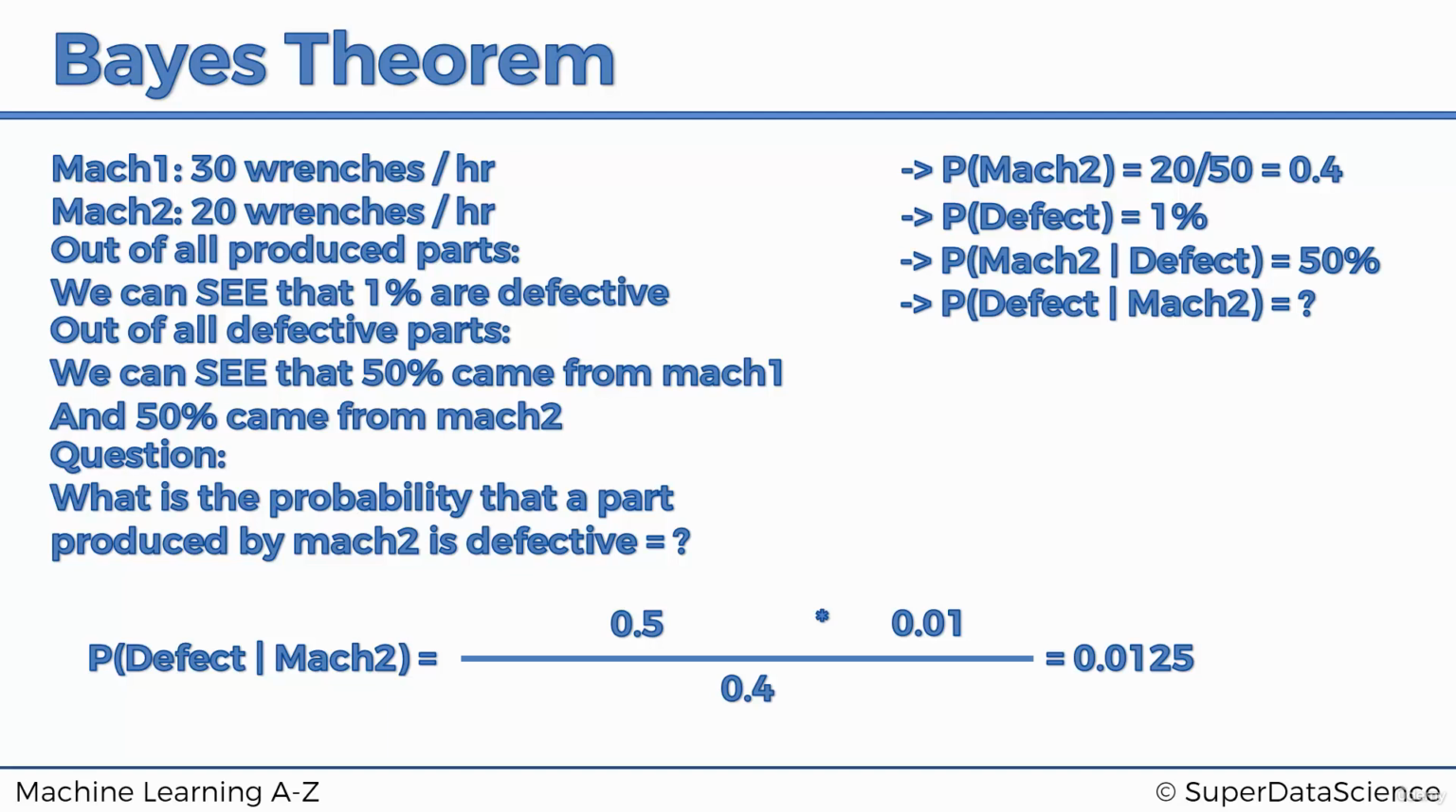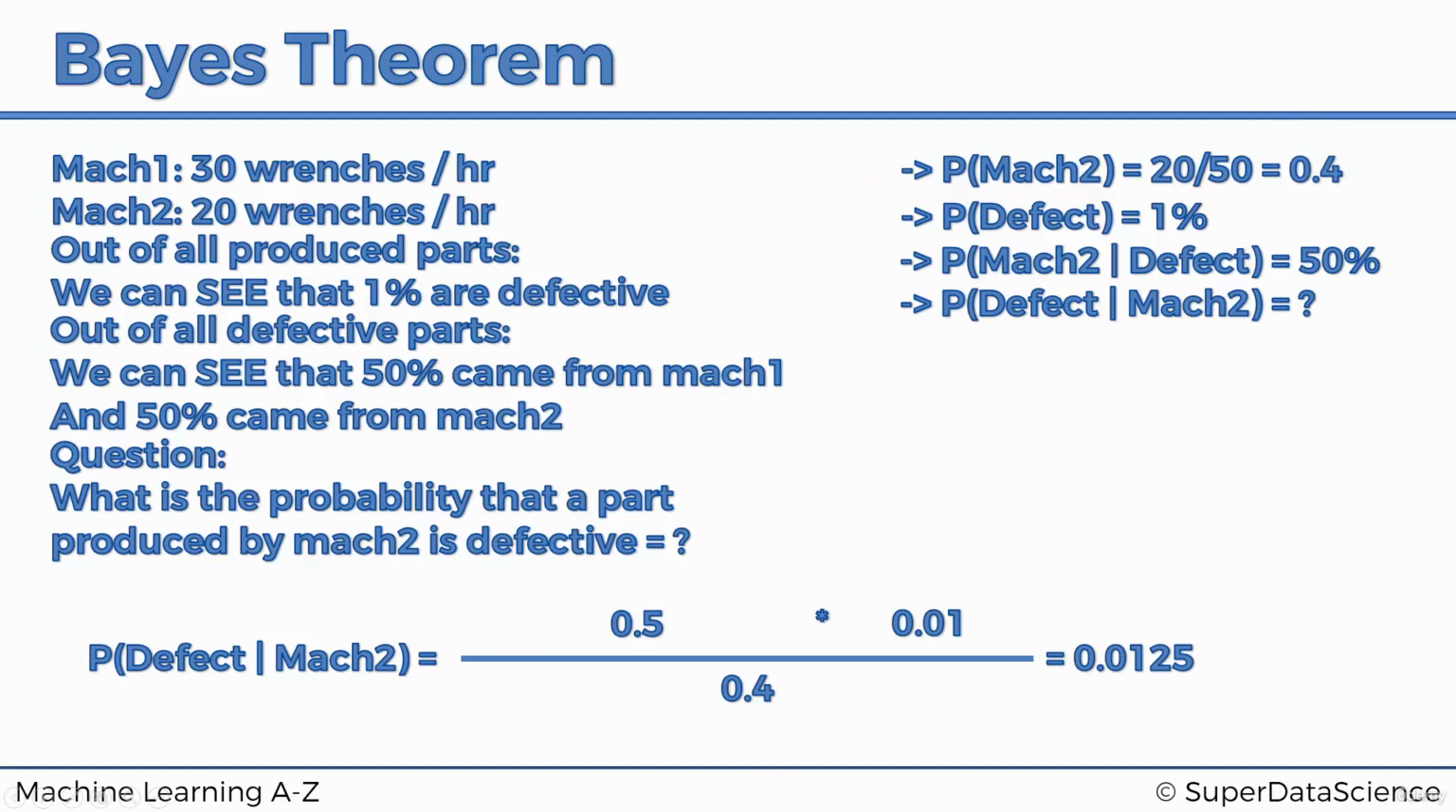You can't really say 12.5 wrenches will be defective. So let's say it produced 10,000 parts, then the Bayes theorem tells us that 125 of those wrenches are going to be defective. As you can see, we converted all this information that we knew about the process and about the results of the process into exactly what we want.